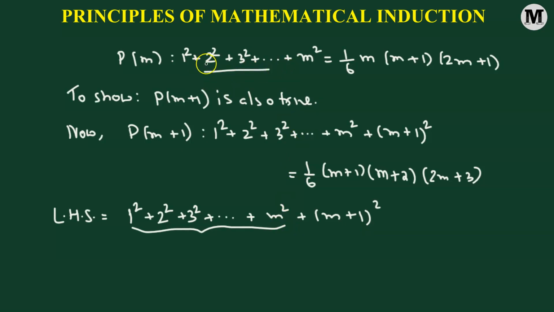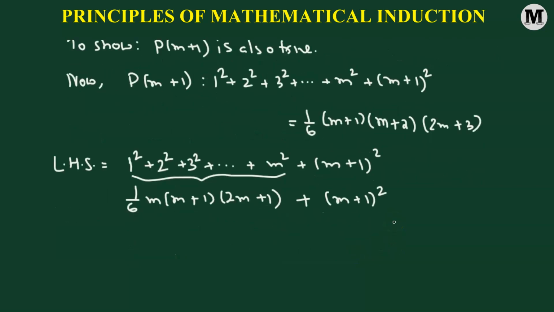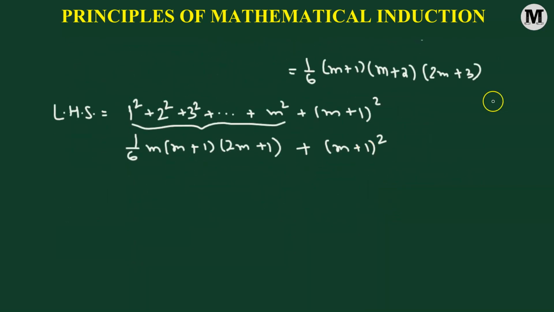That means we can replace 1 squared plus 2 squared plus 3 squared all the way up to m squared with this expression, such that we have 1 over 6 multiplied by m times (m+1) multiplied by (2m+1), plus the term (m+1) whole squared. Now we have to combine it, and once we combine it, we should get something of this particular form. That means we should get the right hand side.